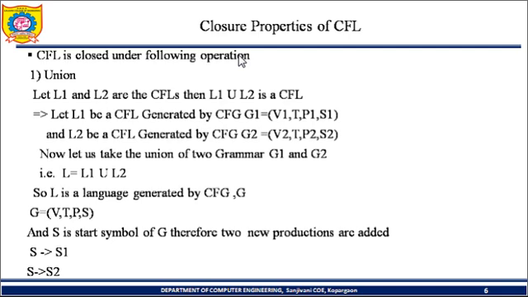First of all, CFL is closed under the union operation. Let us consider two languages, L1 and L2, which are two context free languages. Then L1 union L2 is also a CFL, meaning it should be a context free language after taking the union of these two languages. So we'll try to prove how that works.